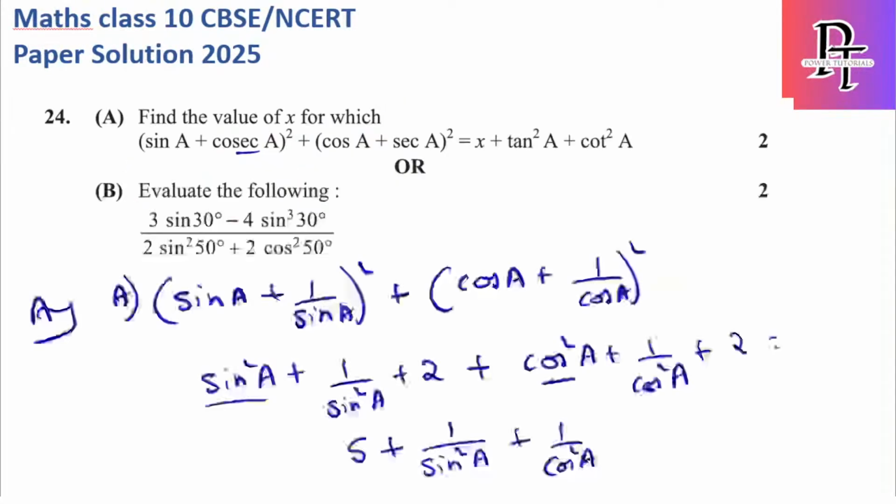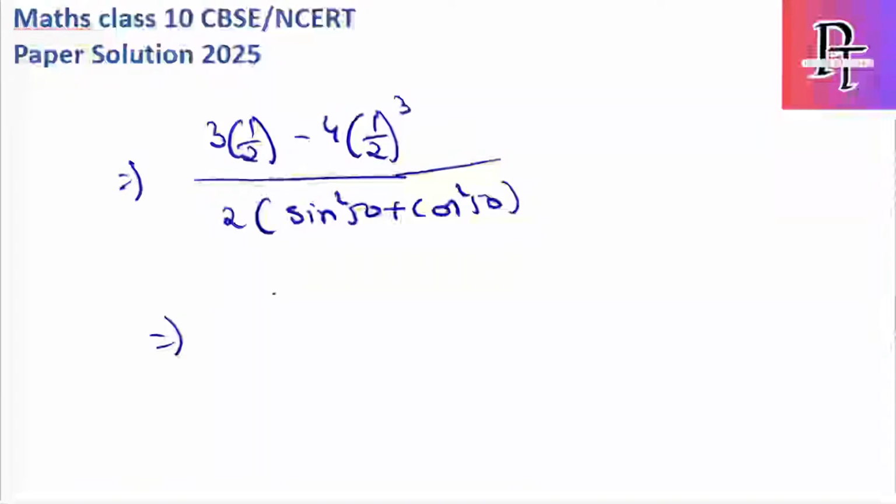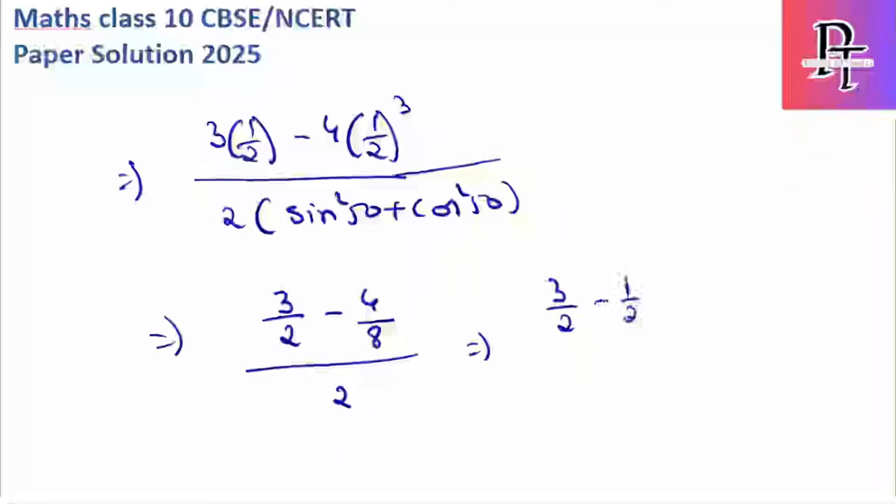Okay, by 2 sin square 50 plus 2 cos square 50. So if I take 2 as common, I will get sin square 50 plus cos square 50. So 3 into 1 by 2 is 3 by 2, minus 4 into 1 by 2 cube is 4 by 8, because sin square theta plus cos square theta is 1. So 4 by 8 is again 1 by 2. 3 by 2 minus 1 by 2 is 1. So the final answer is 1 by 2.